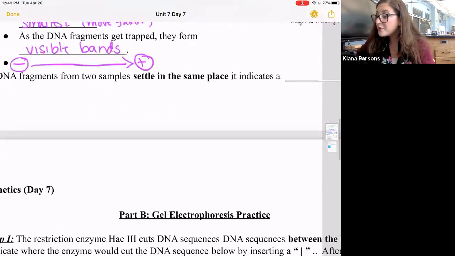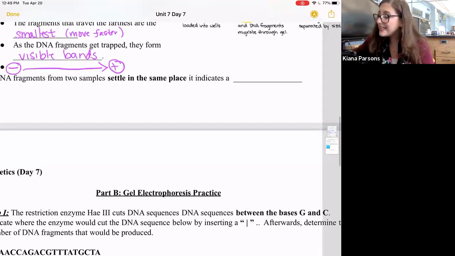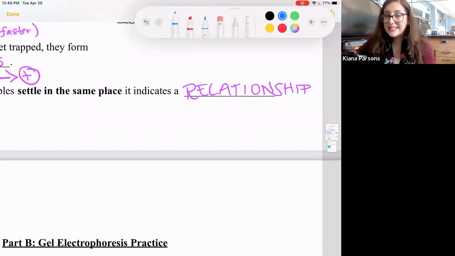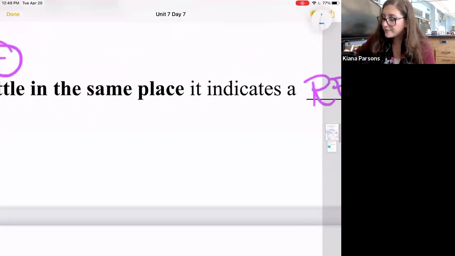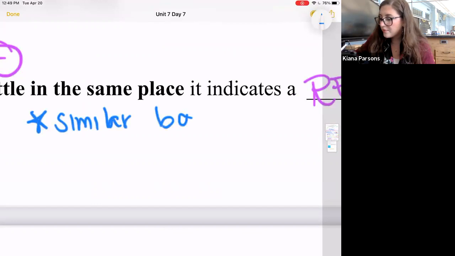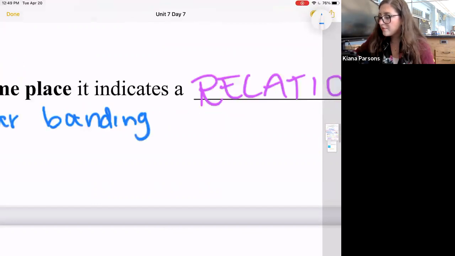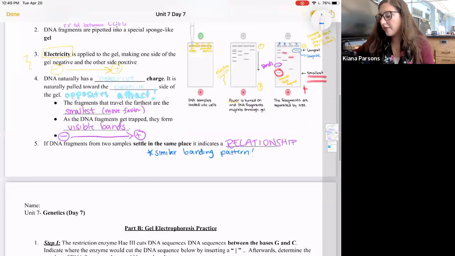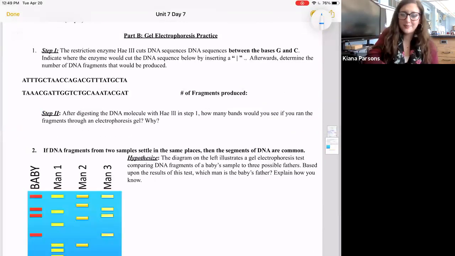If the DNA fragments from 2 samples settle in the same place, it indicates a relationship. And the way we say that is a similar banding pattern. So congratulations, you are the father. So now let's do a little practice.